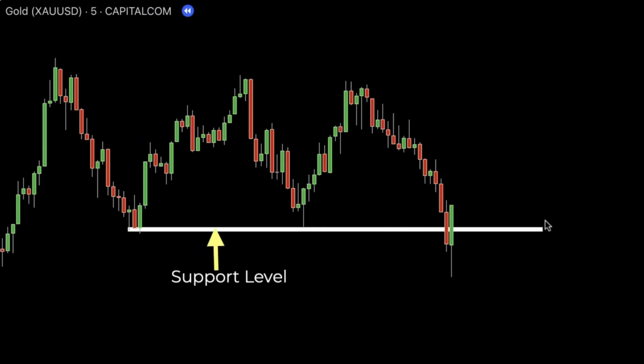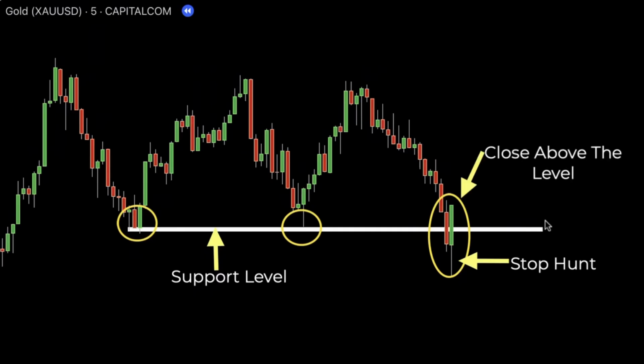Here's the setup. The price has bounced off a strong support level multiple times, making it a clear buying zone for retail traders. Naturally, stop losses are placed just below this level to protect their positions. Now, here comes the trap. Institutions push the price just below the support level, triggering those stop losses and grabbing liquidity. The market then quickly closes back above the level. That's your confirmation. The stop hunt is done, and the institutions are ready to drive the price higher.